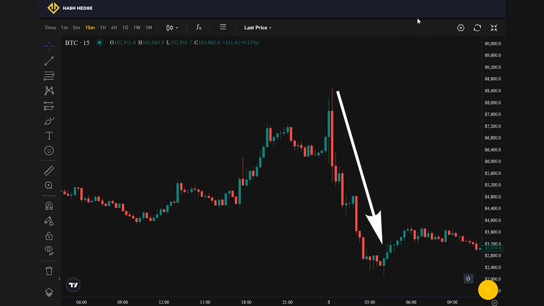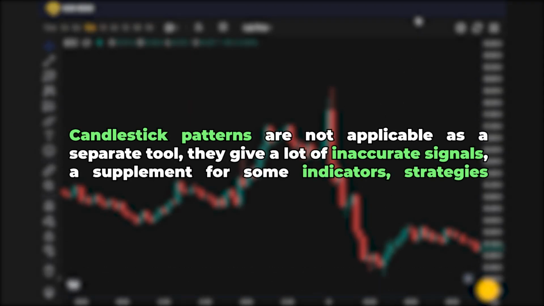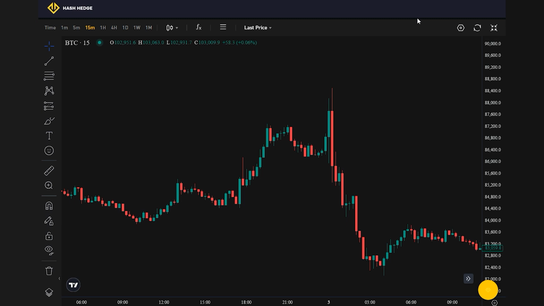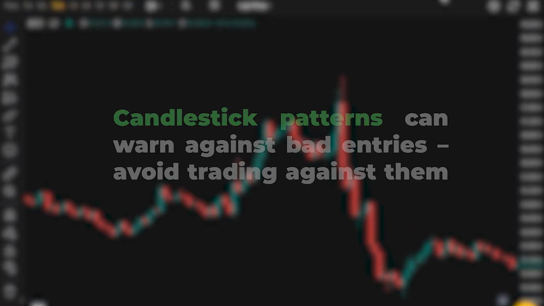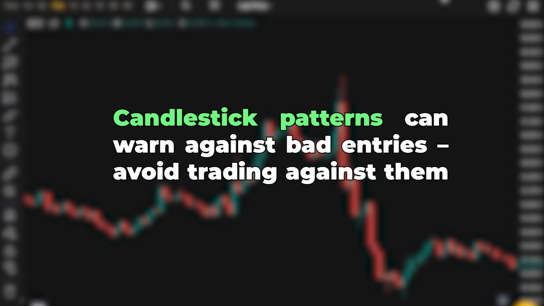Why is it important to know candlestick patterns? Yes, candlestick patterns are not applicable as a separate tool. They give a lot of inaccurate signals, but as a supplement for some indicators, as a supplement for some strategies, candlestick patterns can additionally filter signals and give you new entry points. And in general, it is always useful to see such patterns on the chart, because perhaps they will protect you from a bad position, so that you do not open a position against a candlestick pattern, and so on.